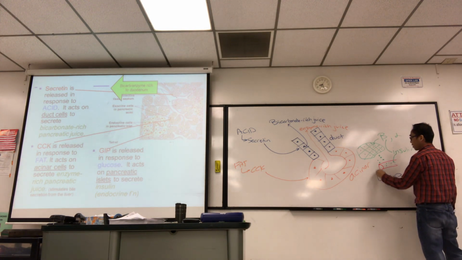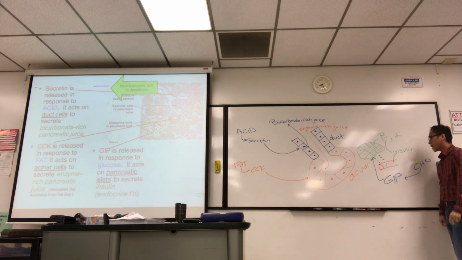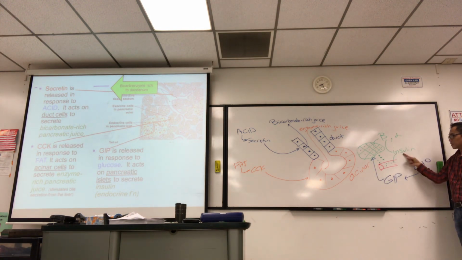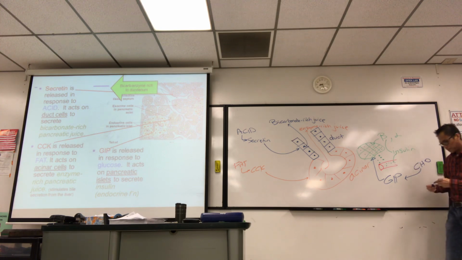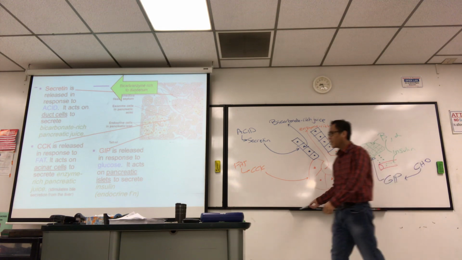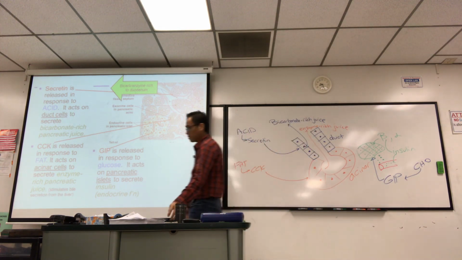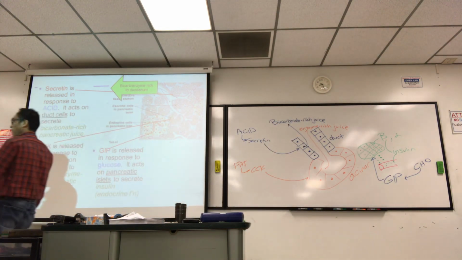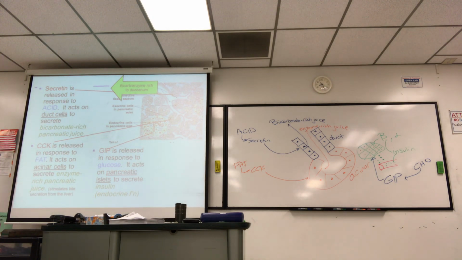So GIP targets, for example, beta cells to release insulin. That'll help regulate the blood sugar. So that's an endocrine function. So that's the function of the liver, helps you digest. And we'll move on to the liver unless there's any questions on the pancreas.